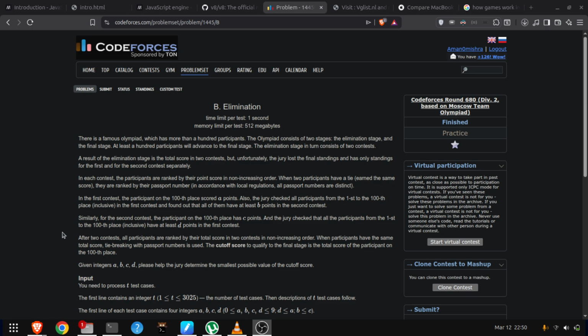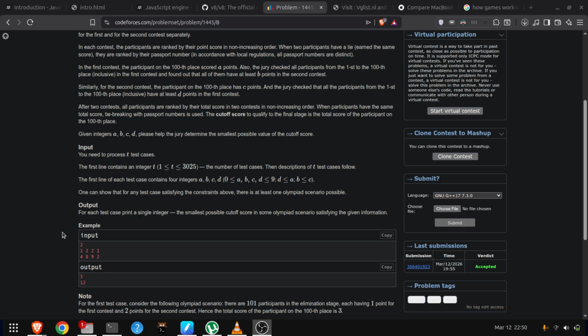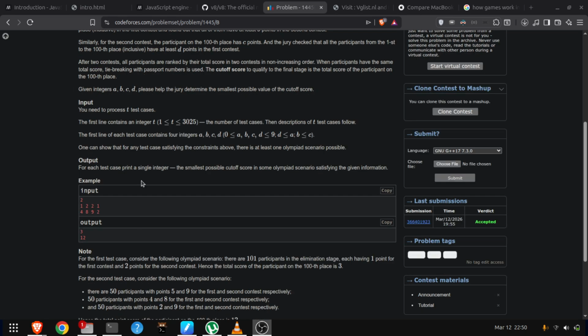Given integers a, b, c, d, please help the jury to determine the smallest possible value of the cutoff score. For each test case, print a single integer: the smallest possible cutoff score in some Olympiad scenario that satisfies the given information.